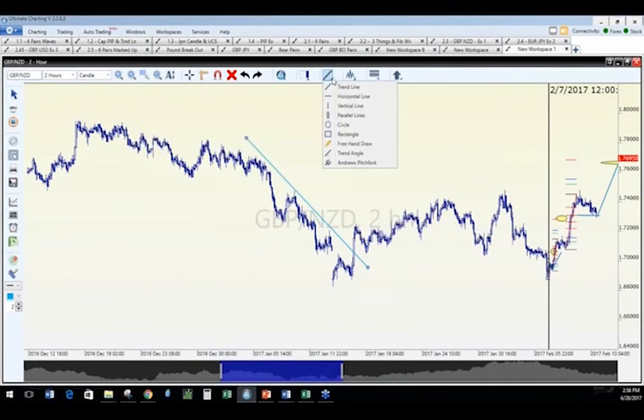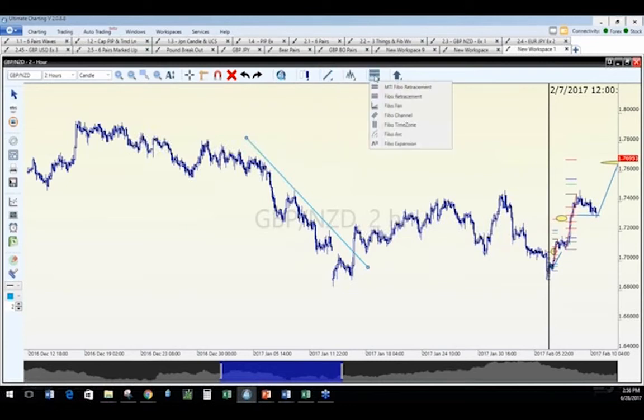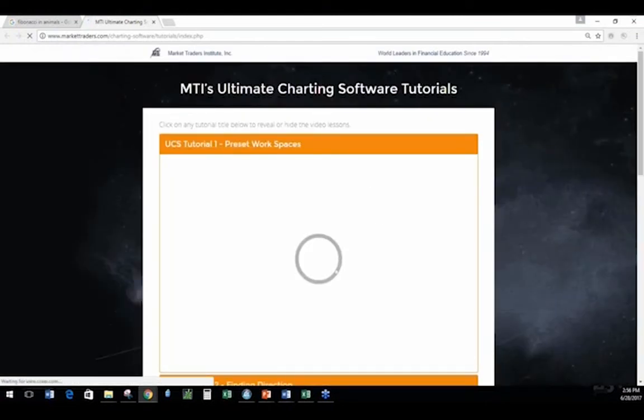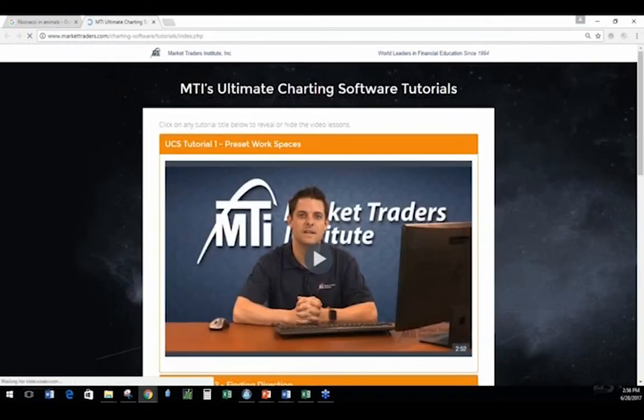Okay, and then you can do lines, you can do parallels, we do support, we do resistance. There's a wide variety of different tools that we have available. So what I wanted to do first off is just show you a little bit about the tools. Okay, if you look under help, we have something right here called tutorials. Okay, I'm going to show you a different spot of tutorials, but there's a wide variety of different tools that show you how everything works.